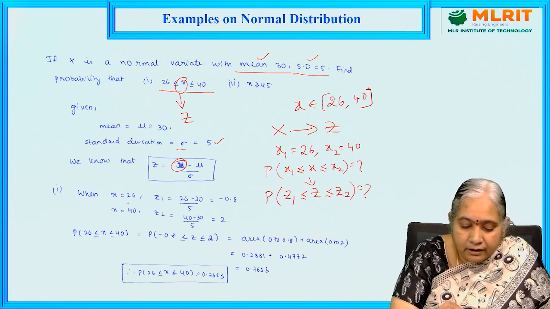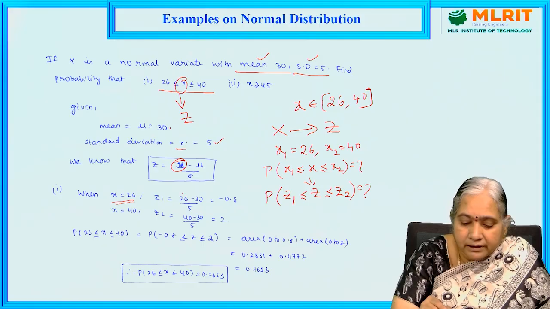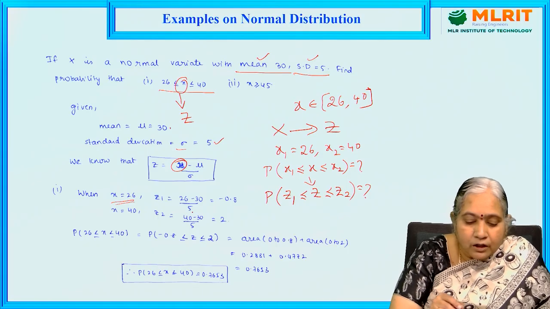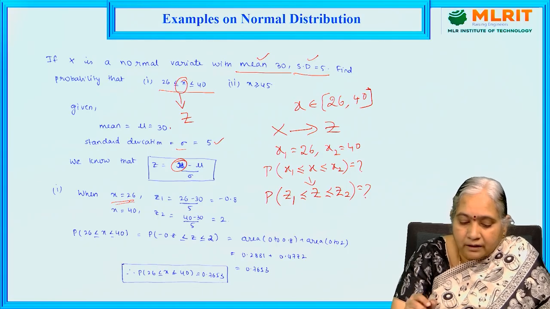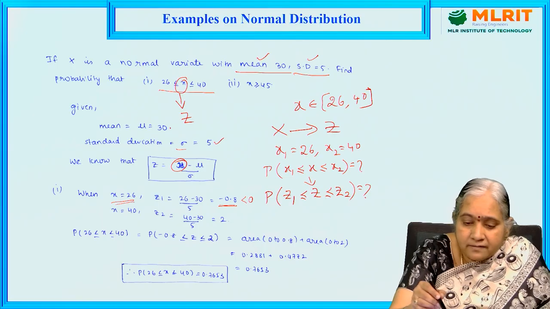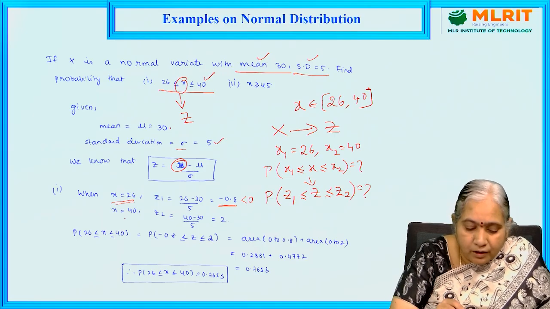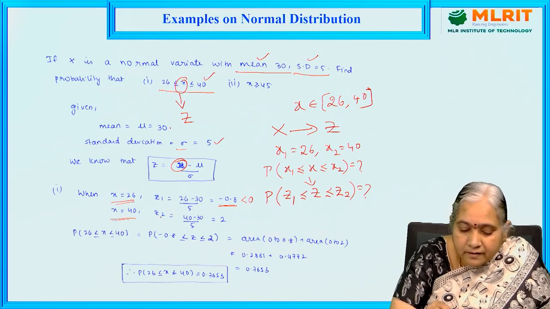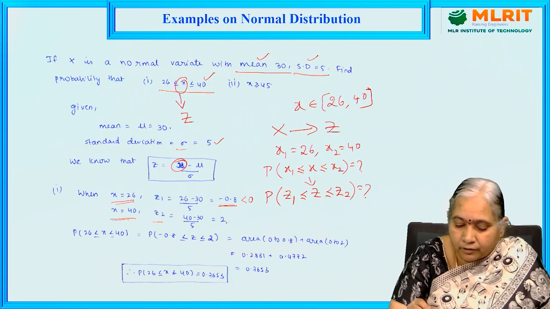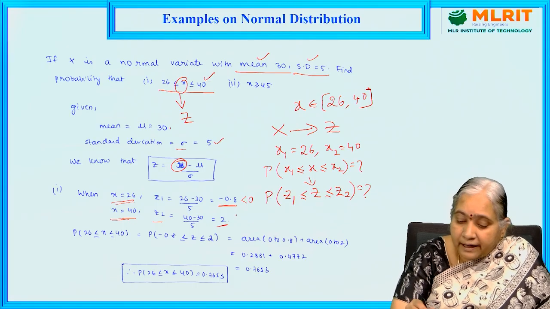If X is equal to 26, what is Z1? Z1 is equal to X1 which is 26, minus mu which is 30, divided by the standard deviation sigma, that is 5. So we get Z1 is minus 0.8, which is less than 0. If X is equal to 40, this is the upper limit, what is Z2? Again X is 40, mu is 30 and sigma is 5. Substituting these values, after simplification we get Z2 is 2, which is greater than 0.